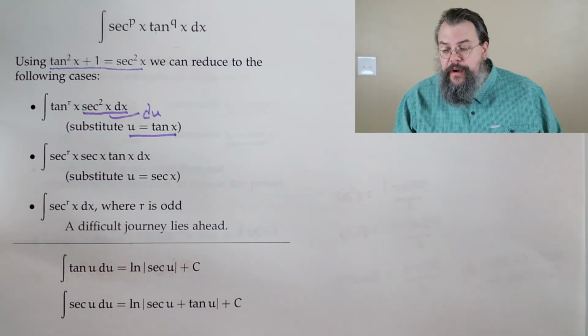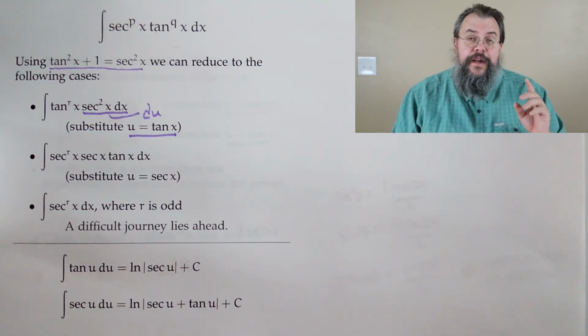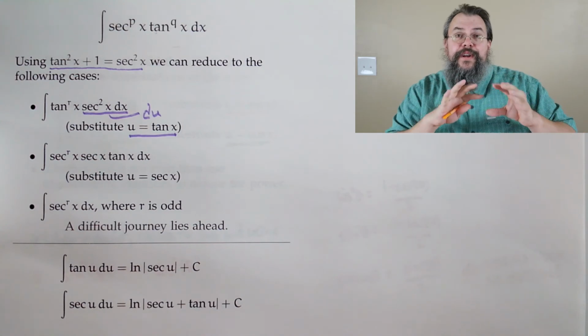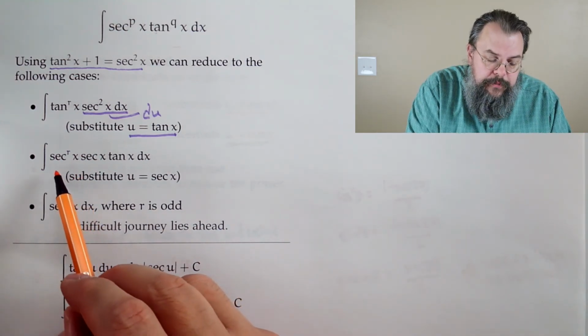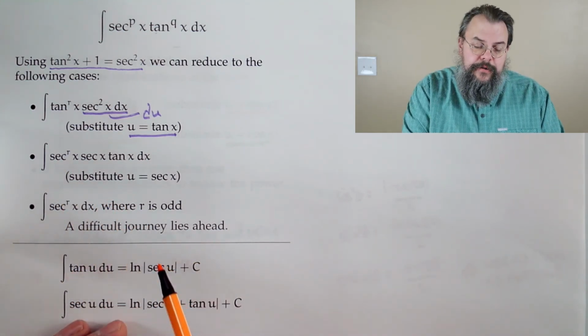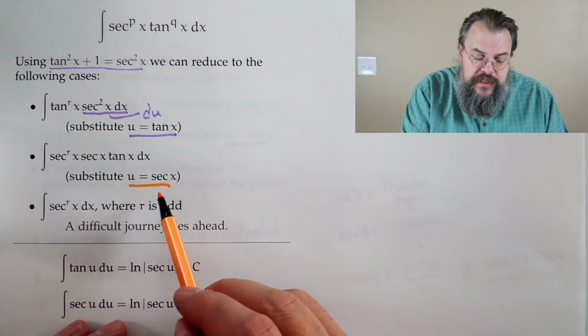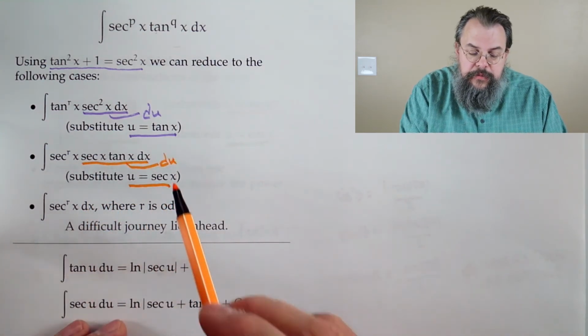Now, that's not the only possibility, of course, because not everything can be done that way. But it might be the case that by rearranging, we can write it so it looks like some power of secant times secant tangent. Perfect! Substitution. U equals secant, then your secant tangent becomes a du.